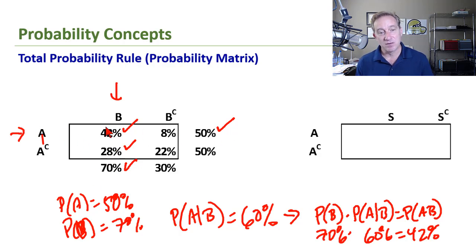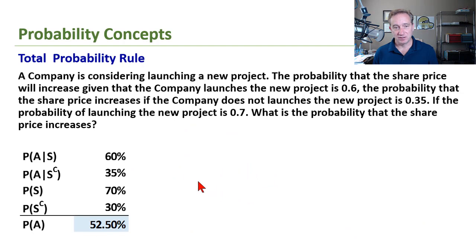And similarly, we can come over here and say, well, this joint plus this joint must equal this marginal probability. So that's the 8% difference. Similar here, the 22%. And now we have fully specified the probability matrix. And now we can really handle any sort of calculation, any sort of conditional probability once we've done that. And so let's look at an application here.